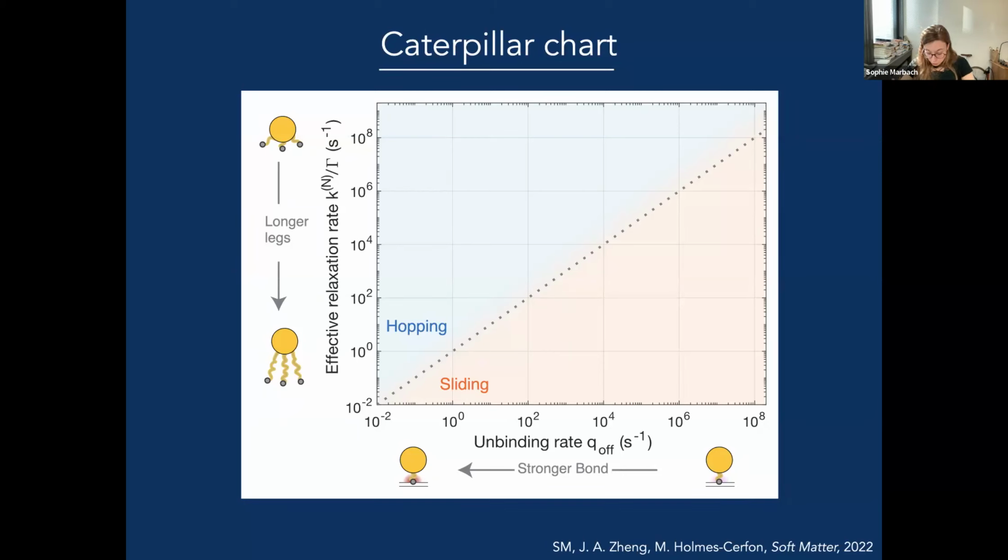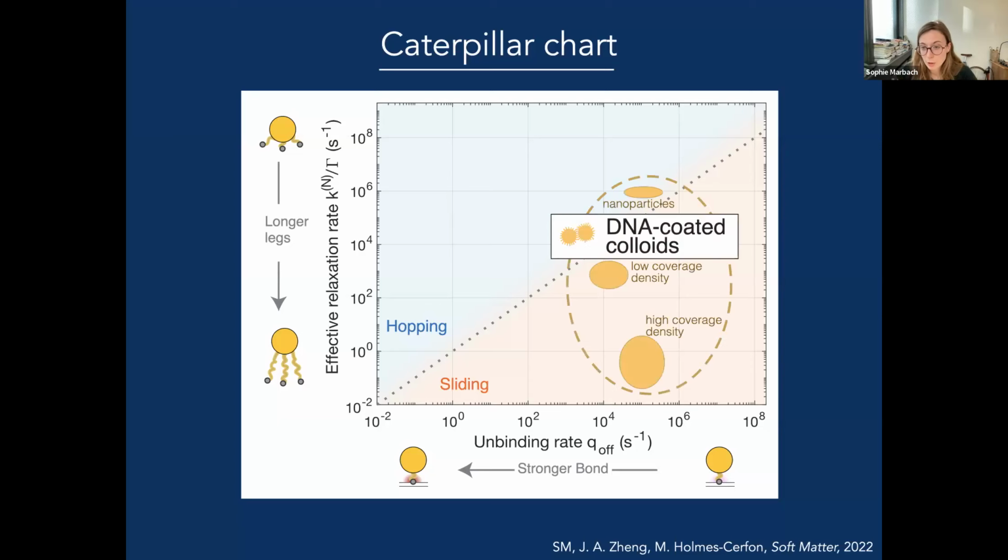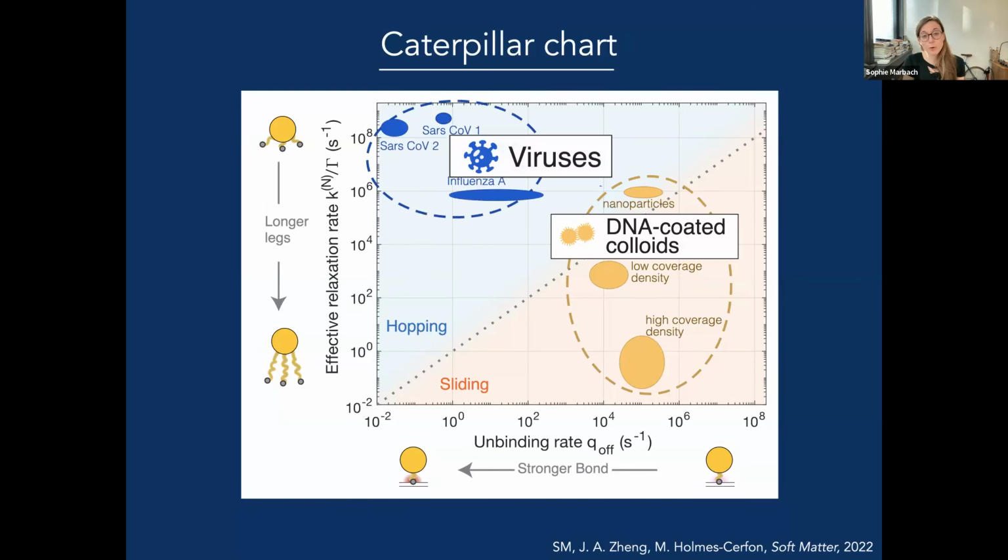So what can we put on this chart? We can put DNA-coated colloids that I've talked a lot about today, and around their melting temperature, slightly lower, most of them are sliding. The smallest ones are a little bit in between. But I've talked about other particles, and one of them is viruses. And what's cool is, especially with the coronavirus crisis, we have lots of data on coronavirus, for example. So it's quite easy to put coronavirus on this chart, and also other viruses.